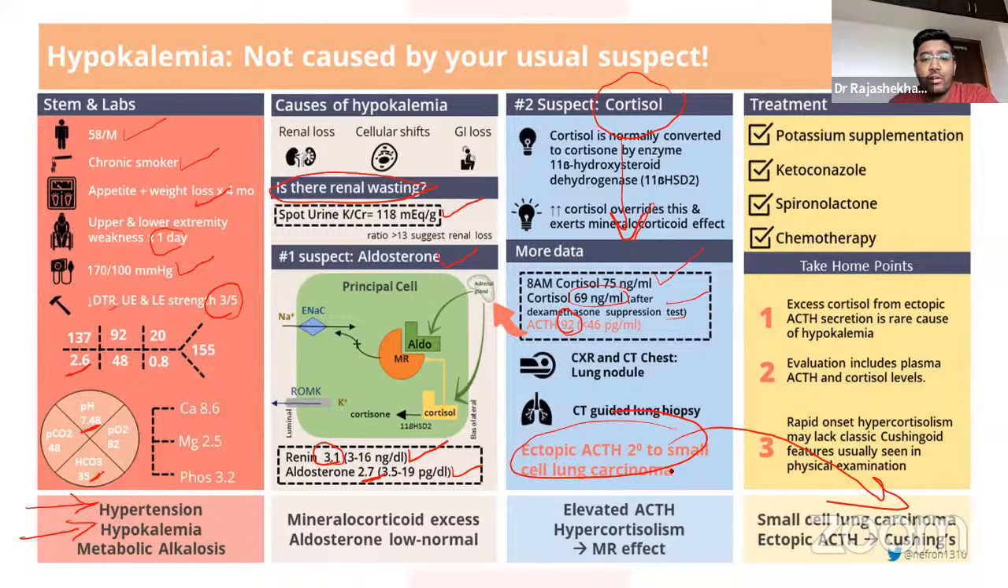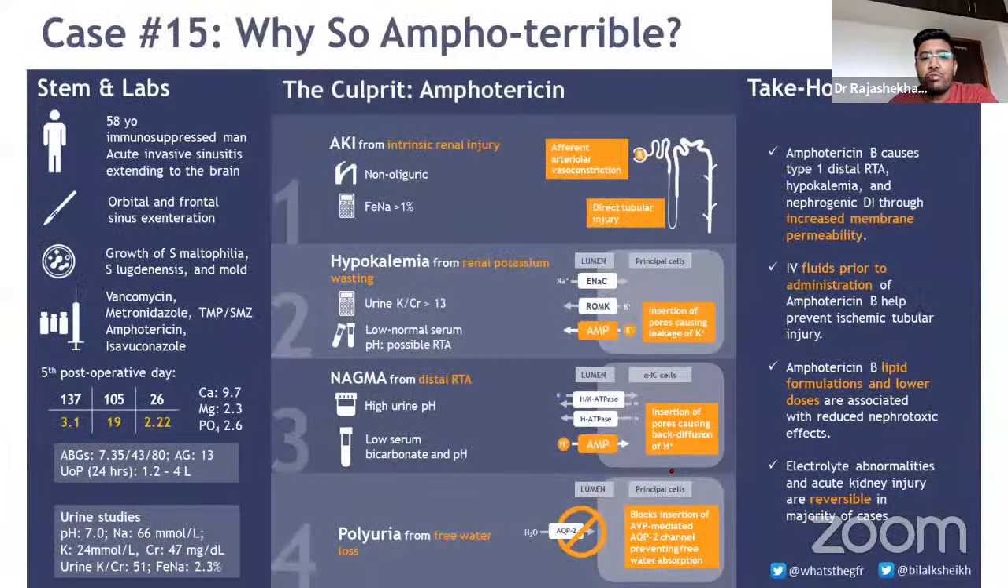So this is a type of evaluation which we usually do in case of patients. An example here is a 58-year-old immunocompromised man with acute invasive sinusitis extending into the brain, who underwent a surgery for the orbital and frontal sinus exenteration. On culture, he had a growth of mold along with Stenotrophomonas maltophilia and Staphylococcus lugdunensis. To cover the organisms, the patient was given vancomycin, metronidazole, Septran, amphotericin, and isavuconazole.